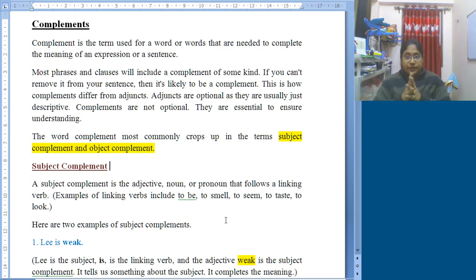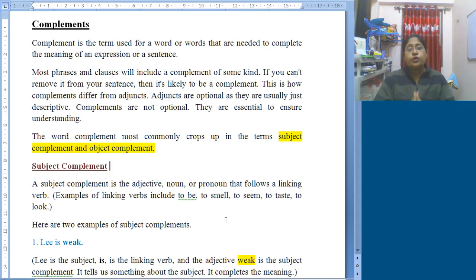So what is a complement? A complement is an element, which means it can be a word, a phrase or a clause, that is required to complete the sense of a sentence. Complement makes the expression in a sentence complete. How will you understand? If you can't remove that expression from your sentence, that particular word is the complement.